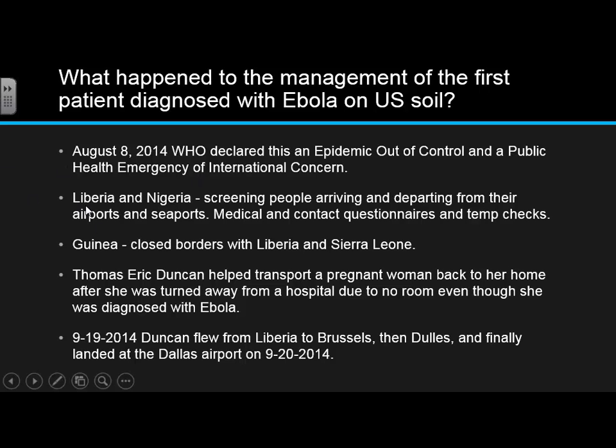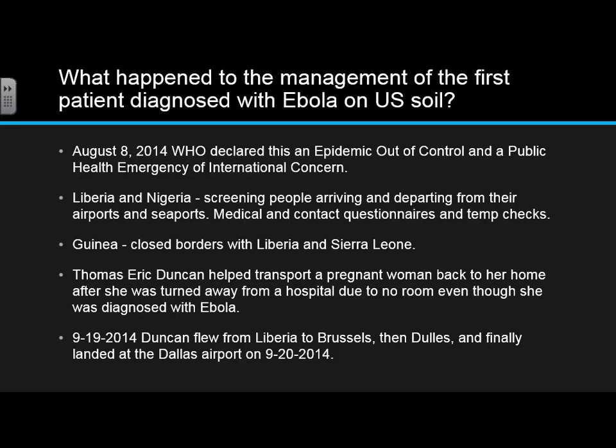I bet you probably did not know that Liberia and Nigeria were already screening people. After this proclamation came out from the WHO, they were already screening people arriving or departing from their airports and seaports. They were giving them a medical and contact questionnaire, and they were checking their temperatures. This was happening way before our first case actually happened here.